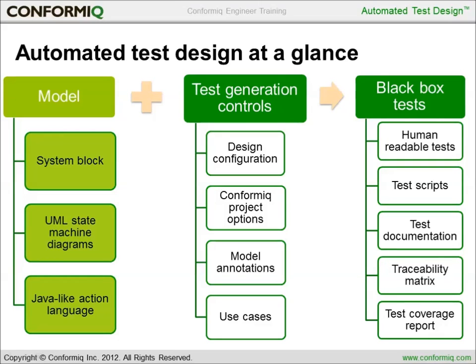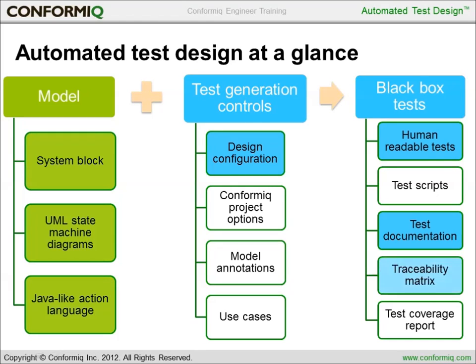In this video we will consider the control of test generation via design configuration. Conformiq generates test case automatically from a model based on test generation control settings by pressing a single button. We will also review in this video the results of test generation, including human readable tests for review, test documentation, traceability metrics, and test coverage report.